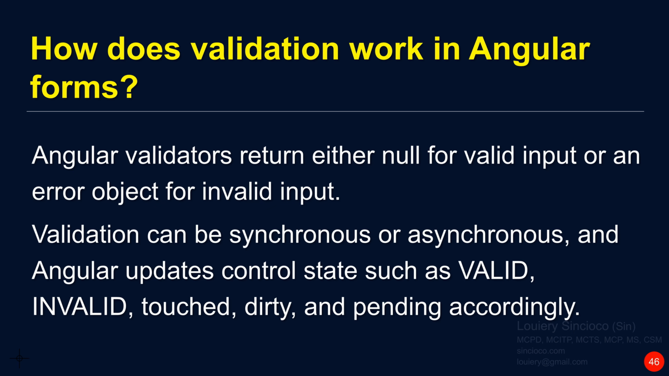How does validation work in Angular forms? Angular validators return either null for valid input or an error object for invalid input. Validation can be synchronous or asynchronous, and Angular updates control state such as valid, invalid, touched, dirty, and pending accordingly.